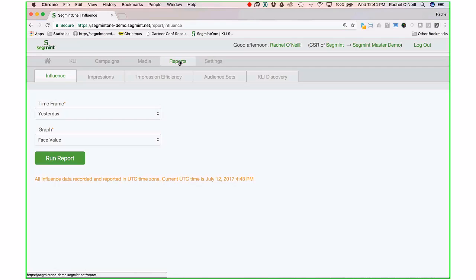The final thing I want to show you from the actual environment before we get to some results are the reporting functionalities. You see a variety of different report tabs available up here. We have influence, which are essentially conversions, members that we have influenced to open another product or service, right? We have the ability to look at the actual number of impressions or messages that are going out, as well as the efficiency of those messages.